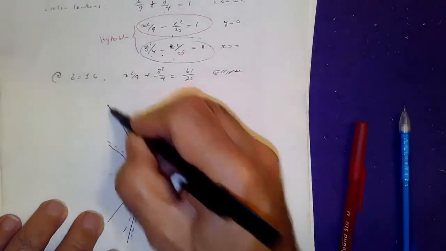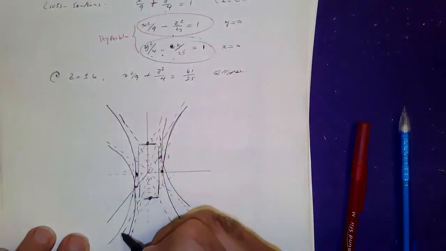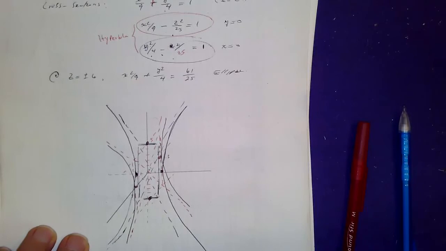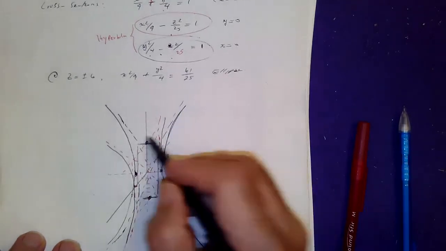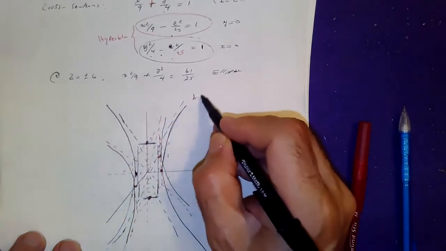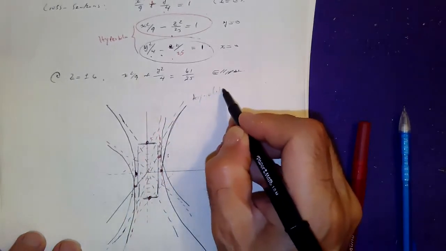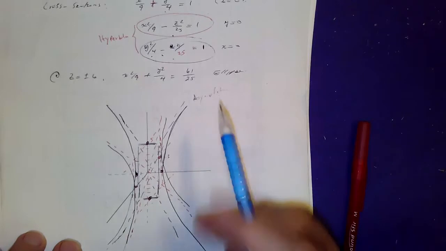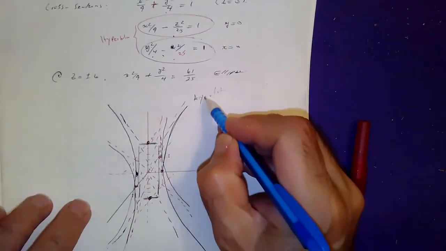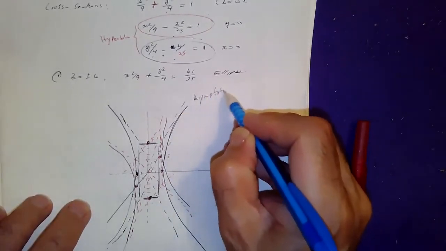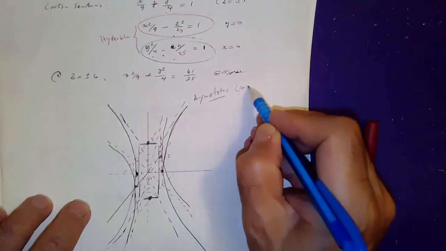Do you see it? Make sure the branches of the hyperbola get closer and closer to the asymptotes. That's what these guys are called, asymptotes, correct? So those are called asymptotes. There you go, which means guidelines.